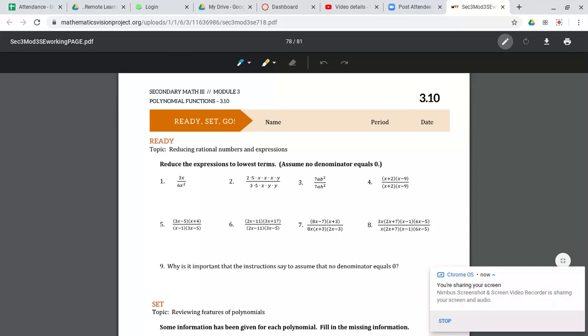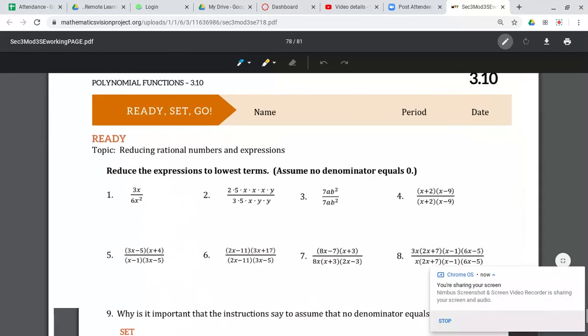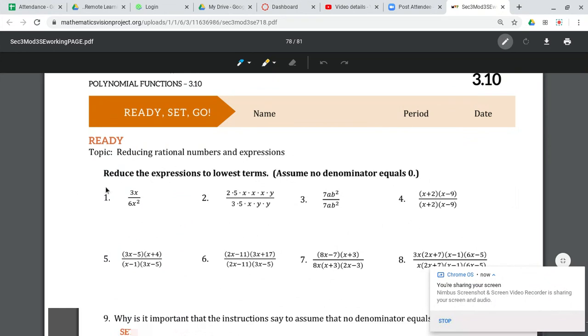I'm going to make this a little bigger to make this easier. If we look at number 1, we have an x in the numerator and an x squared in the denominator. So the x and the x squared are going to cancel each other out. Now we're left with 3 over 6x. Now, 3 and 6 are both divisible by 3. Divide 3 by 3, we get 1. Divide 6 by 3, we get 2. So we end up with 1 over 2x when we simplify it down.